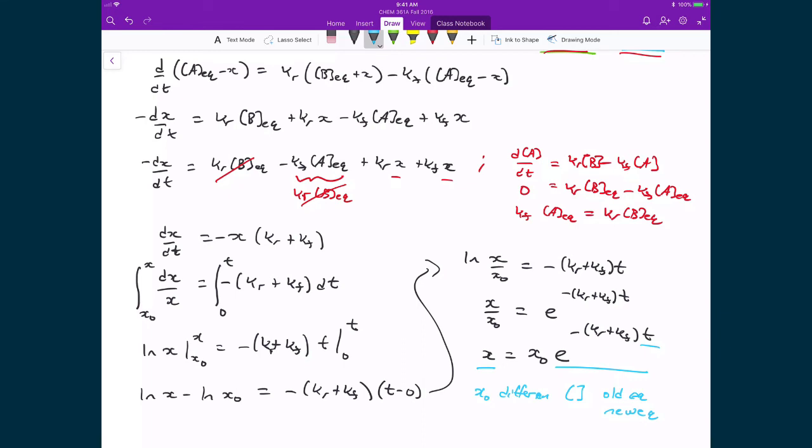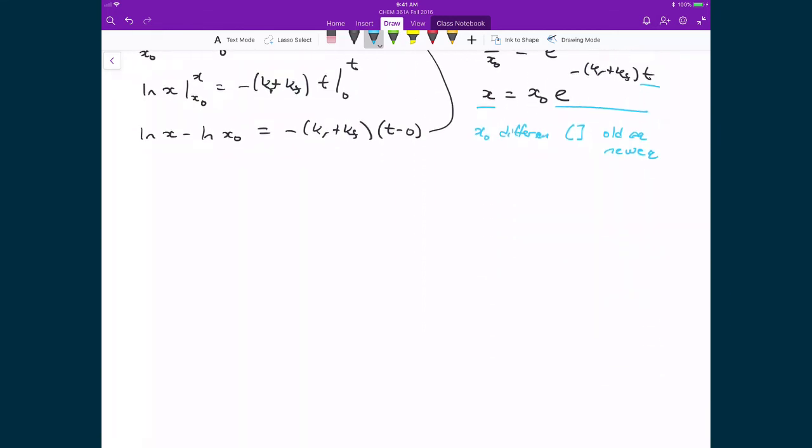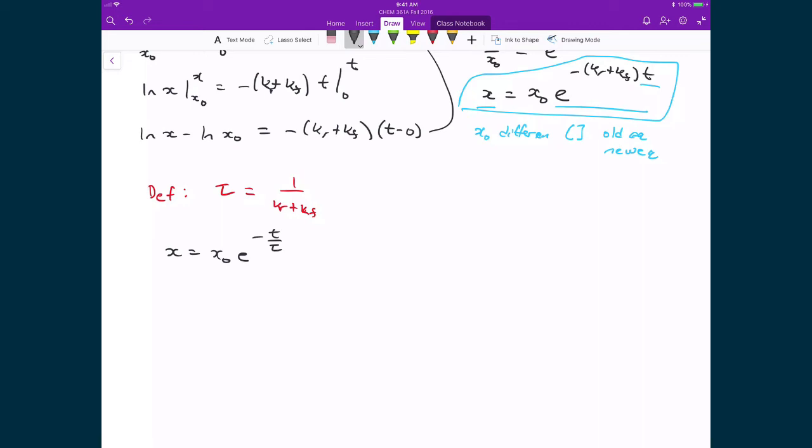So how long it takes for this new equilibrium to be established, that's something that I'm going to quantify by defining a new term. I'm going to define a term called tau. In this case, this tau is going to be equal to 1 over kr plus kf. And so in my expression for how x changes with time, if I rewrite that using this tau, what I get is x is equal to x naught e to the negative t over tau.